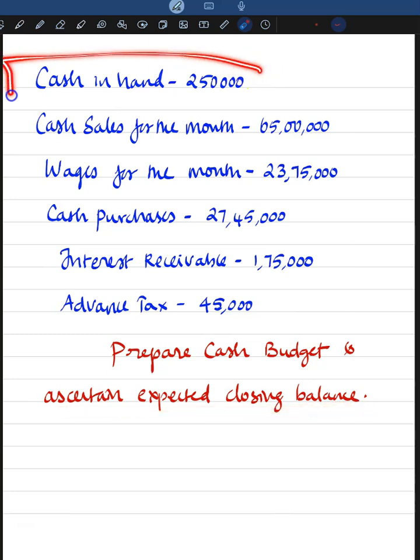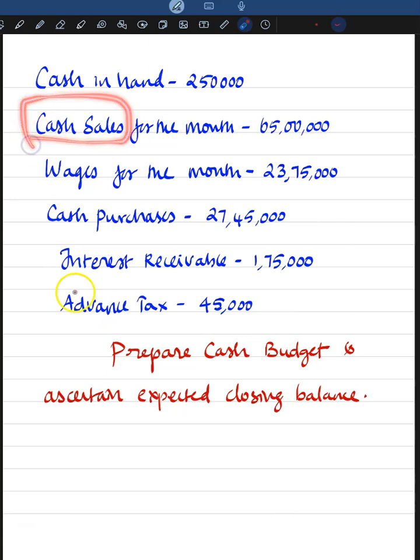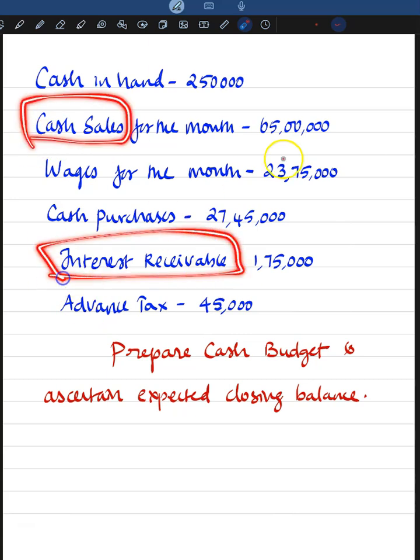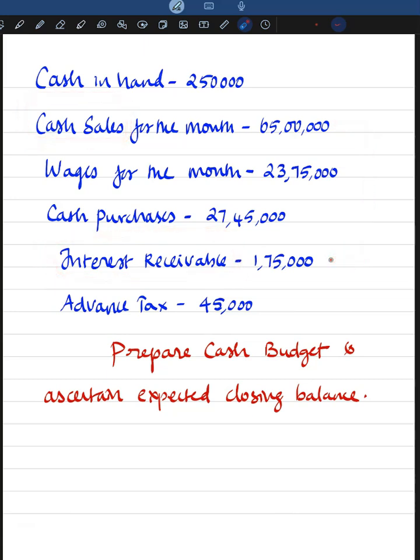So you are given what is the cash in hand position. So this is your opening balance, and you are given what are all the possible receipts. The receipts can come from cash sales, it can come from interest. So these two are the possible receipts, and you are also given information about the possible payments, which are basically the wages, cash purchases and advance tax.